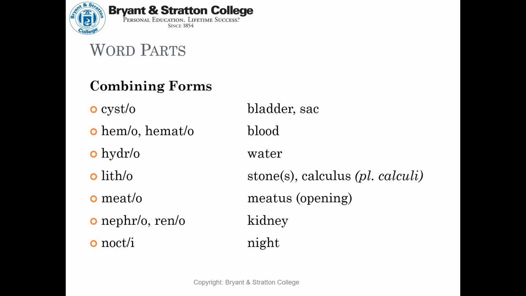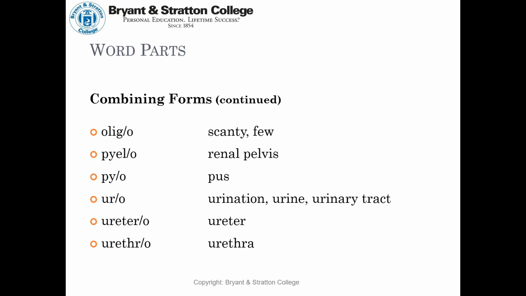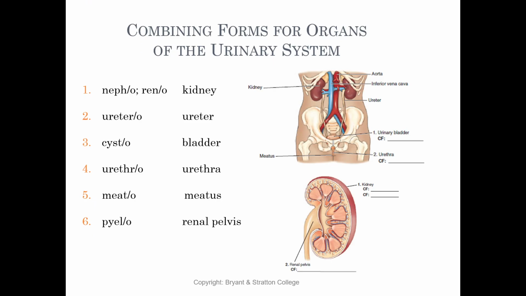Then we have noct or nocti for night. Oligo is few. Pyelo, talking about the renal pelvis specifically. Pio is pus. Uro refers to not just urine, but the urinary tract in general. We have uretero, which is the ureter, and urethro, the urethra. So, going through here, nephro, talking about the kidney. All of these are outlined here.